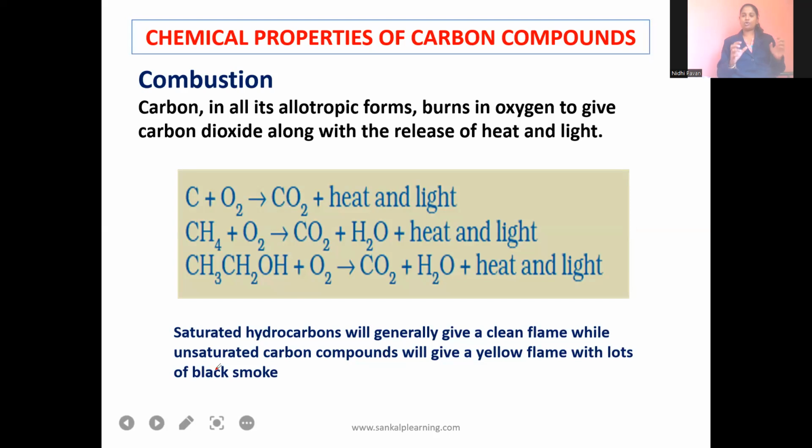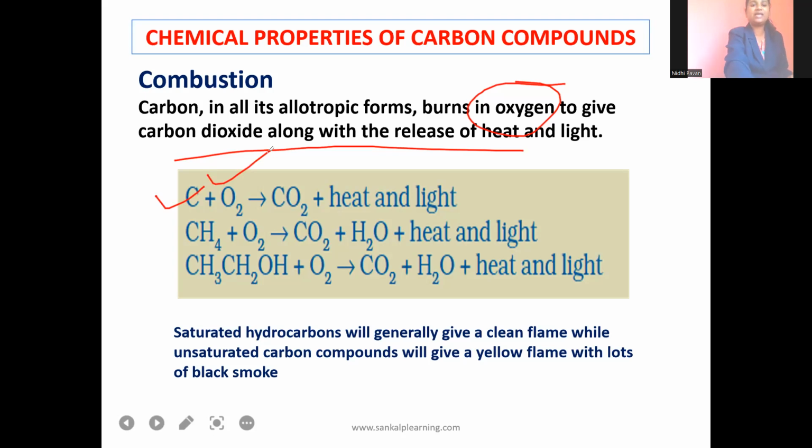Carbon in all its allotropic forms. We know that carbon has different allotropic forms. Allotropic forms means what? Different physical properties, but the same chemical properties. So almost all the allotropic forms of carbon burn in presence of oxygen. The product will be carbon dioxide along with the release of heat and light. For example, when carbon is burnt in presence of oxygen, it gives carbon dioxide along with the liberation of heat as well as light.